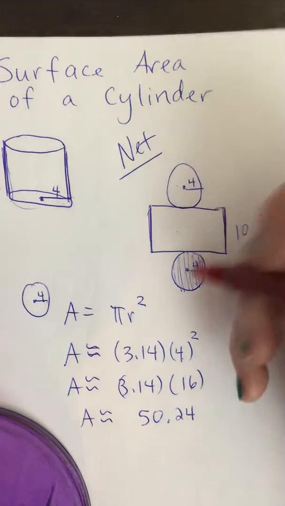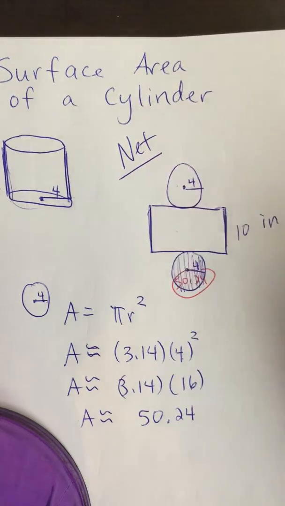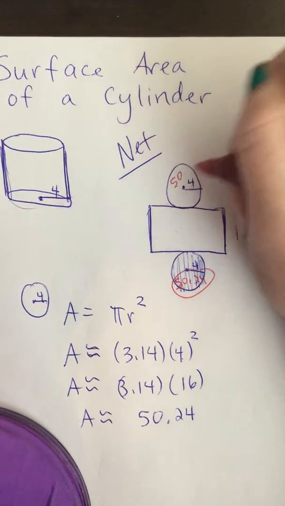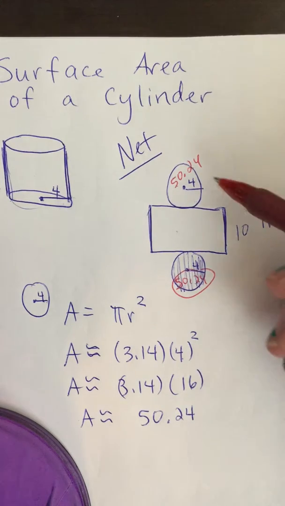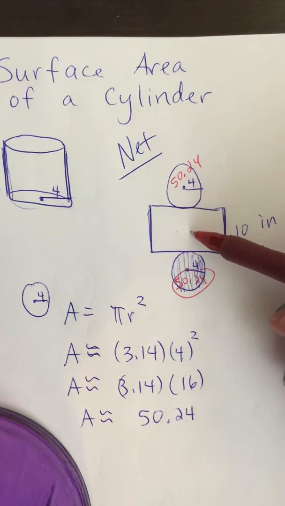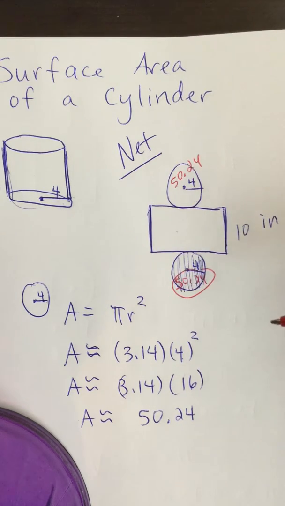The area is 50.24. Well, I don't need to do this problem because I already know the area of this is exactly the same. It's 50.24. All right, we have this area, we have this area. The only thing now that we need to do is figure out this area. Then we can add them all up and have all the surfaces all together.